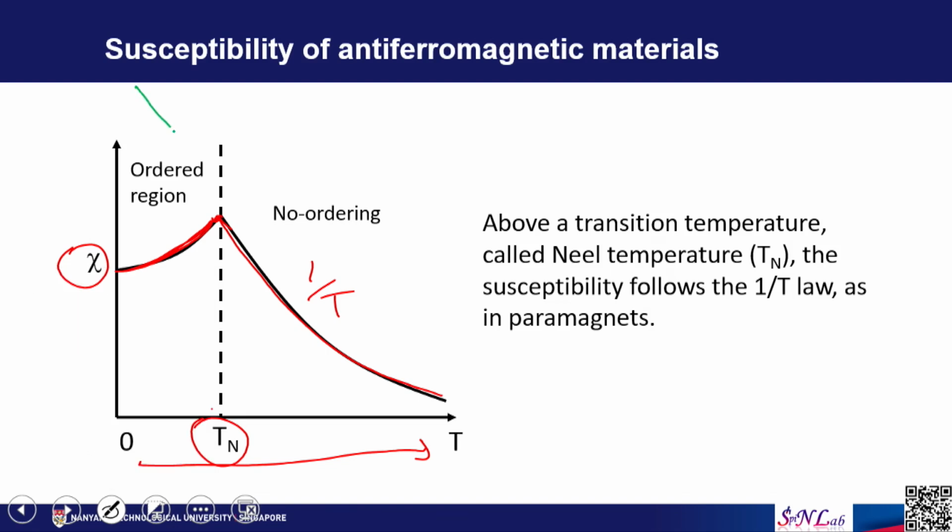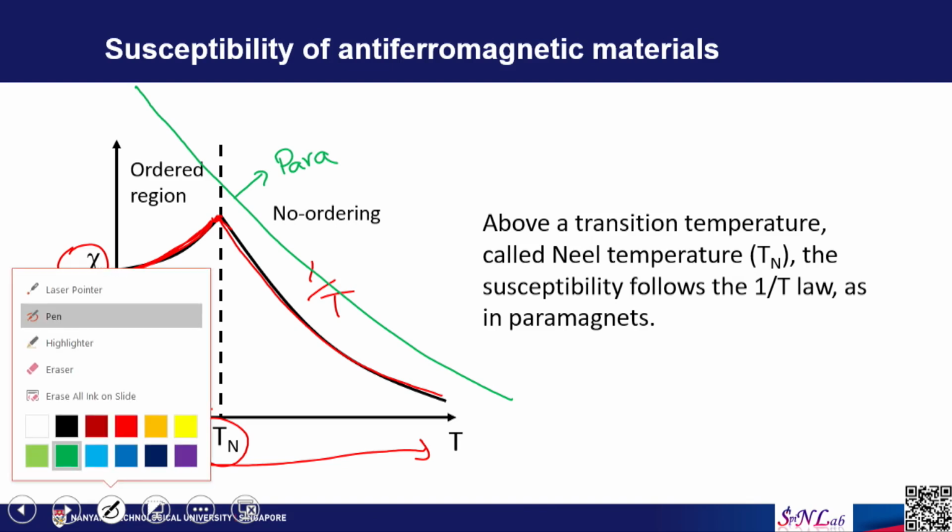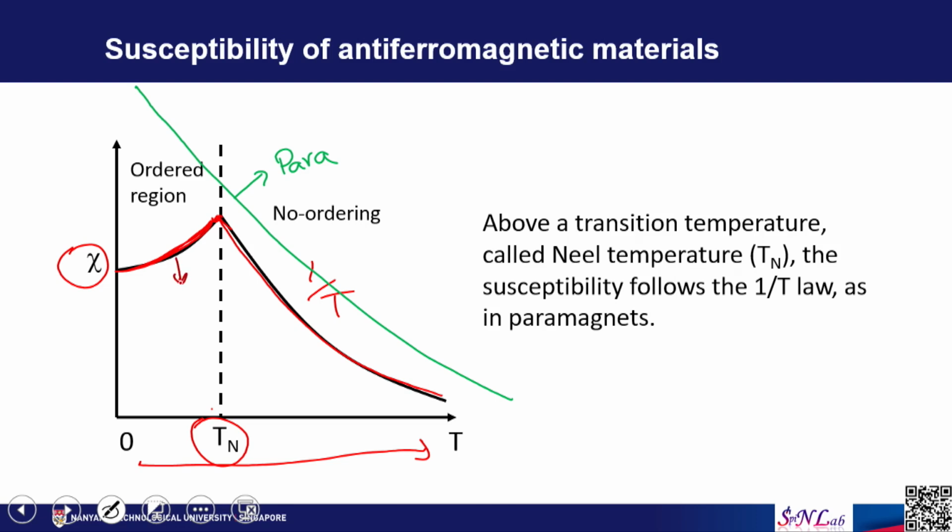So, let us say one sample gives you this behavior, okay, another sample gives you this behavior, then you can say that this green sample, or the one that gives the green line, is paramagnetic, and the one that gives you the red color behavior is antiferromagnetic. Okay, so this is how you can distinguish between paramagnetism and antiferromagnetism. So, this peak is a signature of antiferromagnetic materials.